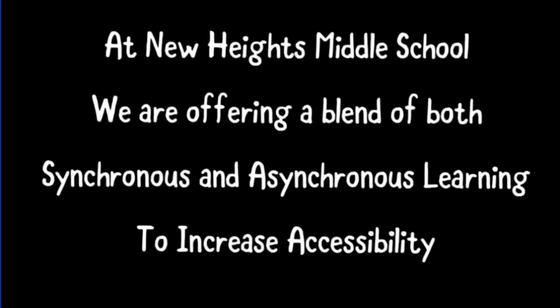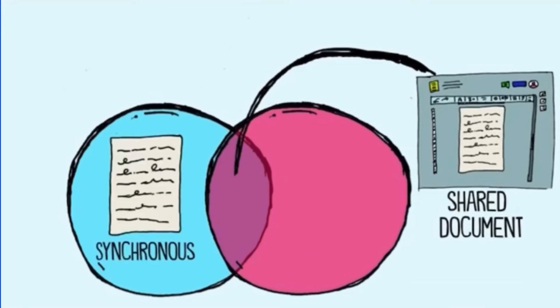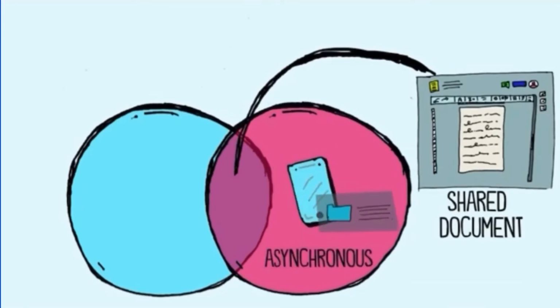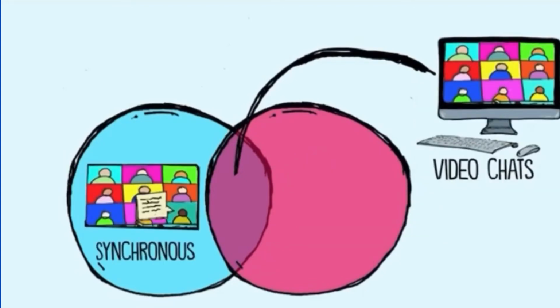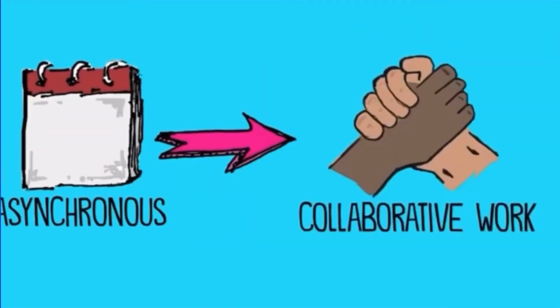So at New Heights Middle School, we are offering a blend of both synchronous and asynchronous learning to increase the accessibility to our scholars. An example of this synchronous-asynchronous blend is a shared document where scholars can make real-time changes and then get asynchronous feedback, and also to keep a permanent record. Another example are live video chats where scholars can participate in real time and then have the lesson recorded for later. So New Heights is utilizing both synchronous and asynchronous learning to foster collaborative work.